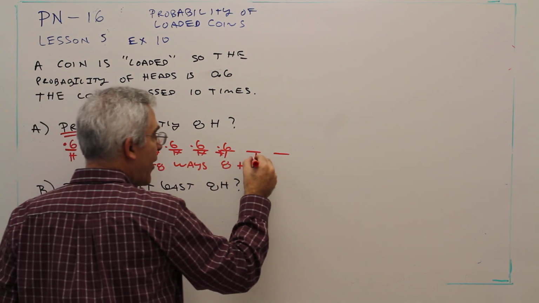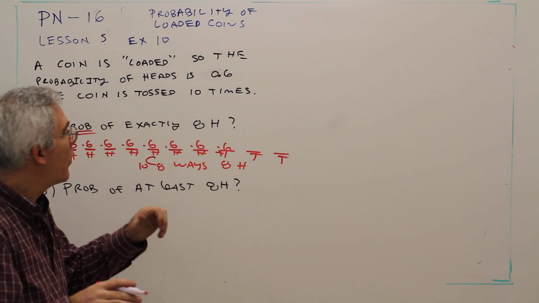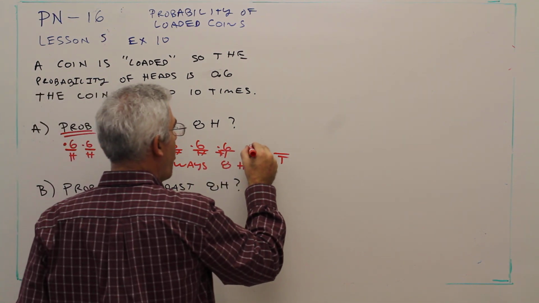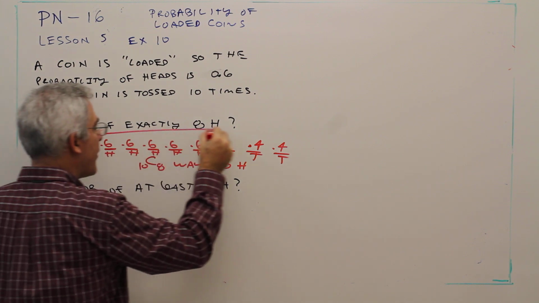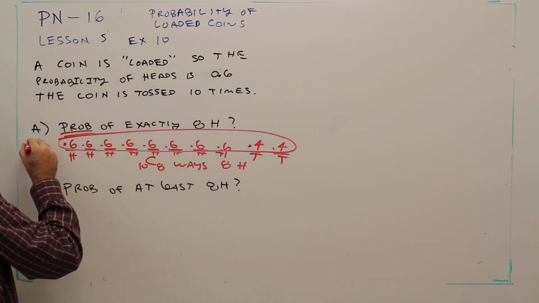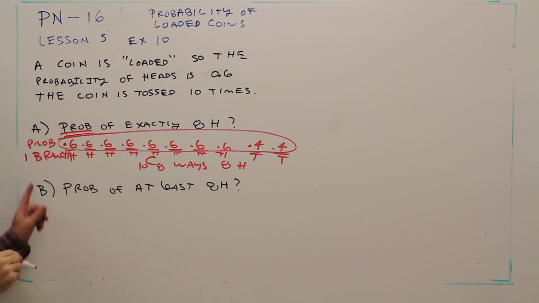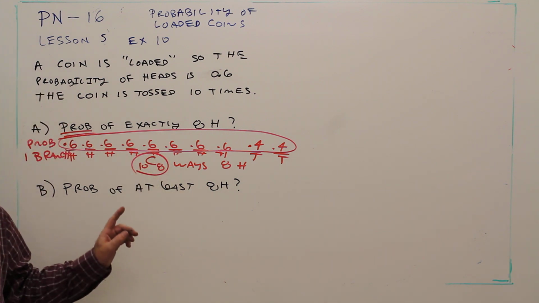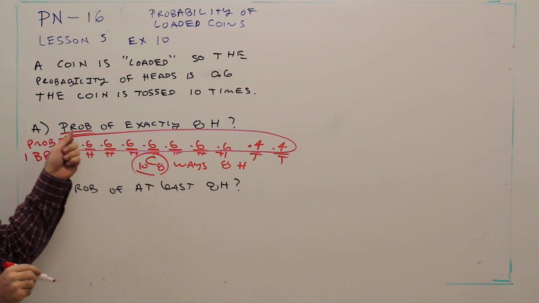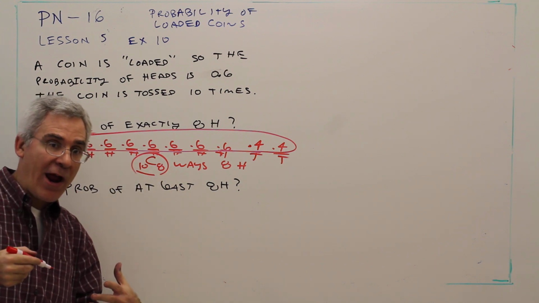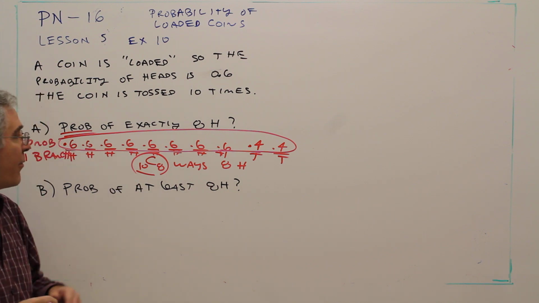The last two, or the other two, were tails. If it's 0.6 for heads, 1 minus 0.6, that's 0.4 for tails. So this is the probability of one of those branches. But I've got this many branches. So I'm going to take this number of branches times this probability per branch to get my answer to my question. Okay, so let's do that right now.